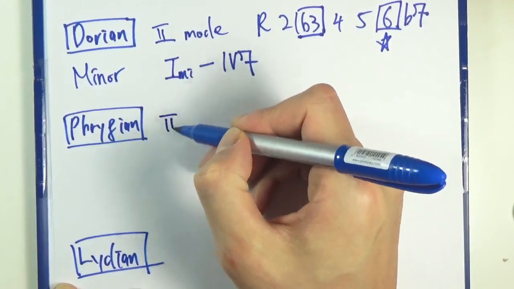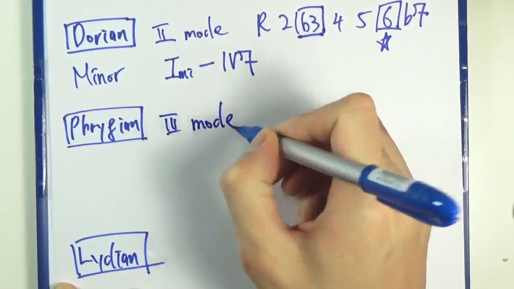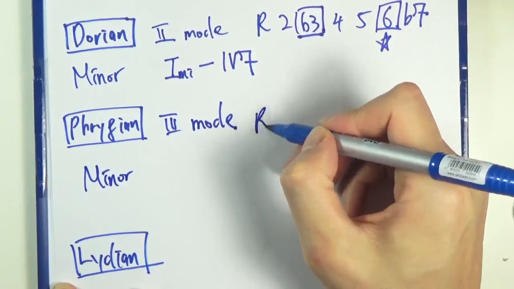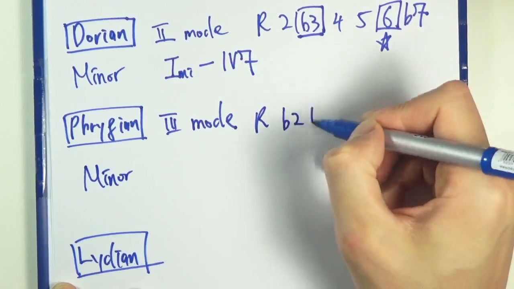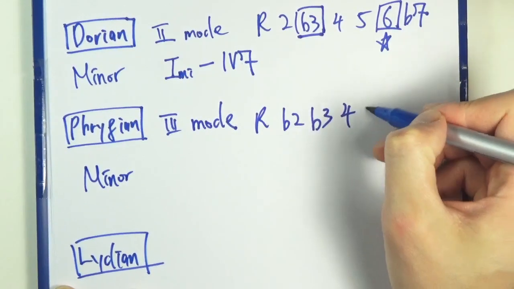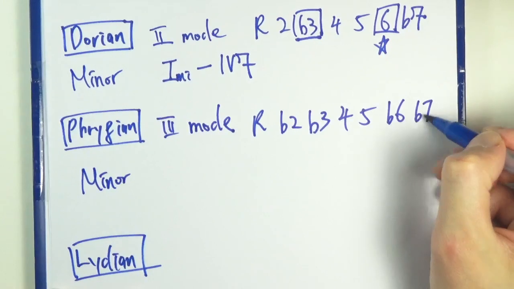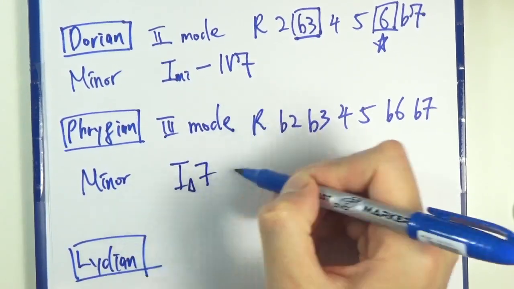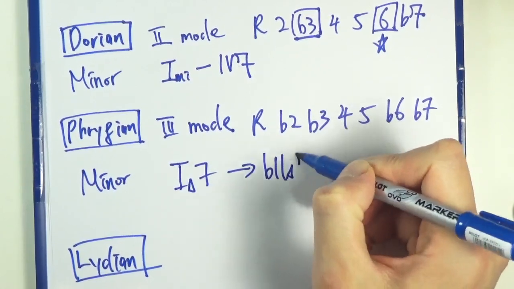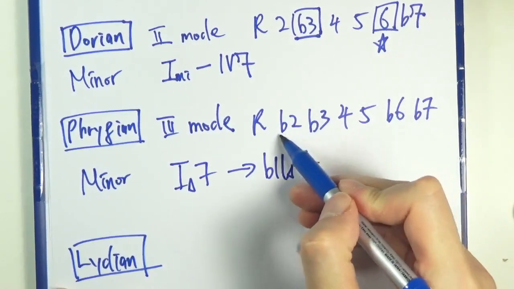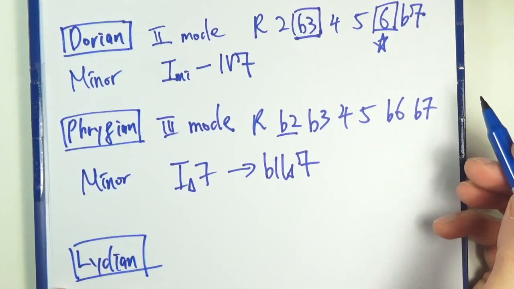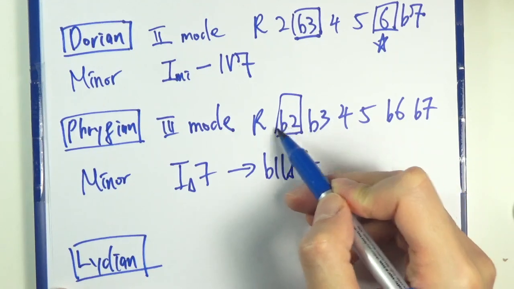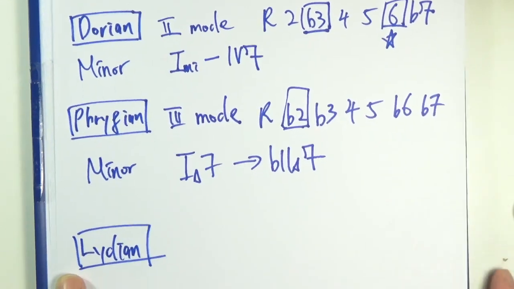Phrygian, third mode, minor sound, and the formula: root, flat 2, flat 3, 4th, 5th, flat 6, flat 7, alright? Chord progression, you can go from 1 major 7 to flat 2 major 7. Characteristic note, flat 2, alright? I can circle flat 3 as well, okay? But that wouldn't distinguish Phrygian from minor, okay?